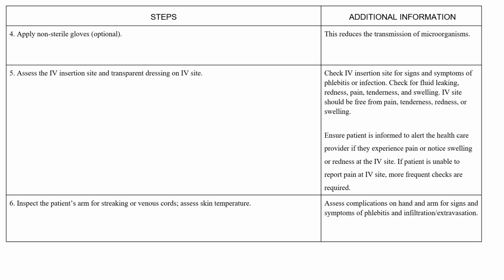Assess the IV insertion site and transparent dressing on the IV site. You're going to check this for signs and symptoms of infection, such as phlebitis or infiltration. You're going to check for any fluid leaking, any swelling, and make sure there's no pain. You're going to make sure the patient is feeling okay with their site. You're going to inspect their arm for streaking or what we call venous cords. And you're going to assess the skin temperature. This is a good indication of infiltration or extravasation.